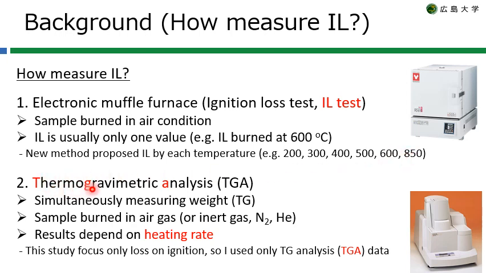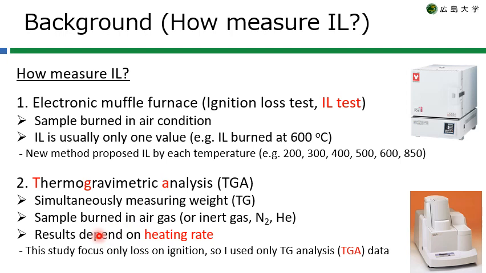The second is using thermogravimetric analysis. In this paper, I call it TGA. TGA is a method of simultaneously measuring the weight while applying heat to a sample. We can get the weight loss at each temperature. Ordinarily, TGA uses an inert gas, for example nitrogen or helium. However, this study focused on comparison with the IL test, so we used air as an active gas.